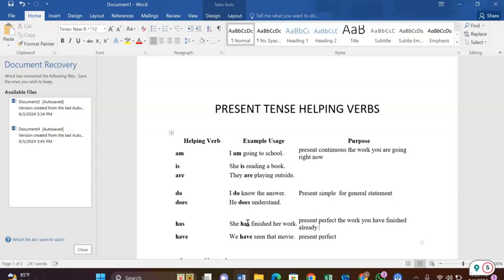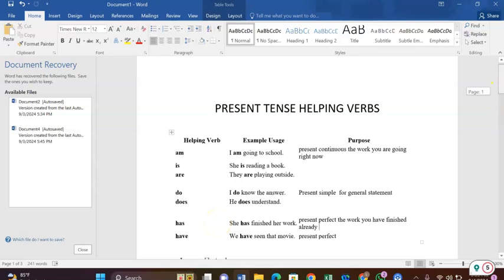So my focus is on the three tenses of present tense: present simple, present continuous, and present perfect. Present simple is just a simple, general statement you are saying now. Present continuous means the work which is in process and not completed. Present perfect is the work you have completed just now. So for perfect we use has, have, for continuous am, is, are, and for simple do, does.